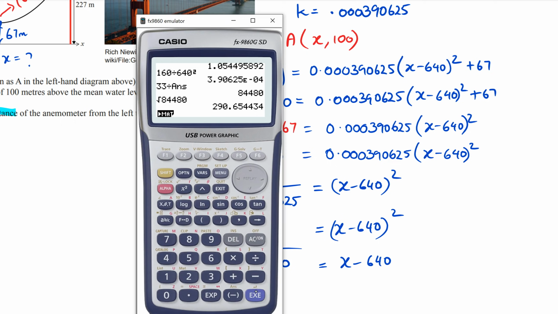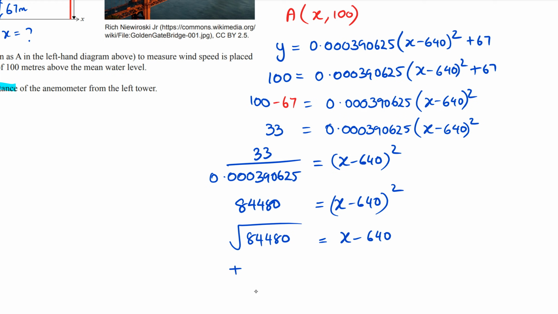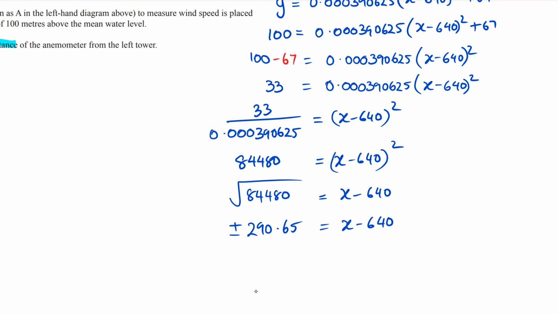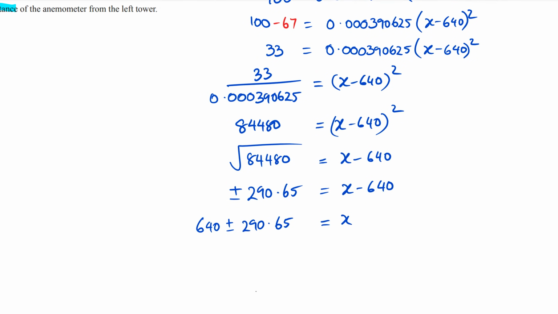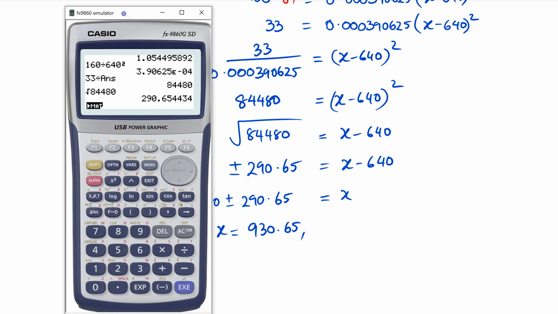So I've got 290.65. So this is going to be plus or minus 290.65 equals x minus 640. So if we look at it, we can rearrange this as x is equal to 640 plus or minus 290.65. So there's going to be two answers. Our first answer is obviously 640 plus 290.65, which is going to be 930.65. Or our second answer is going to be, I think I do need the calculator for this.